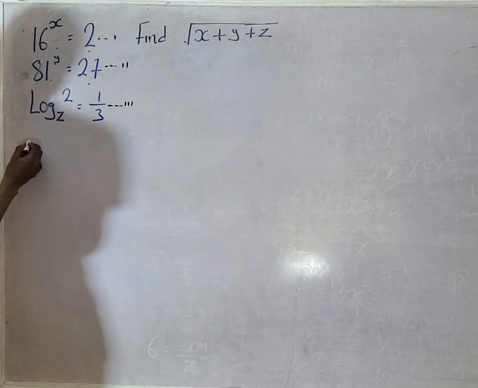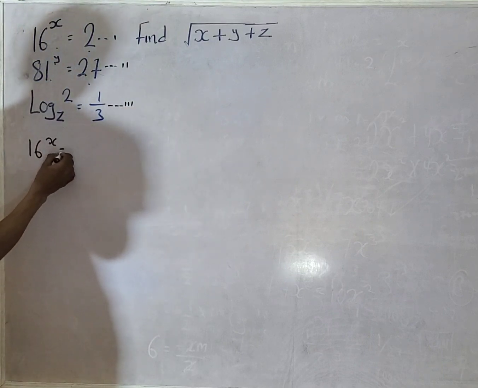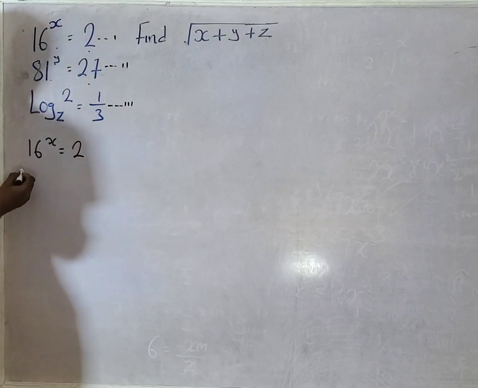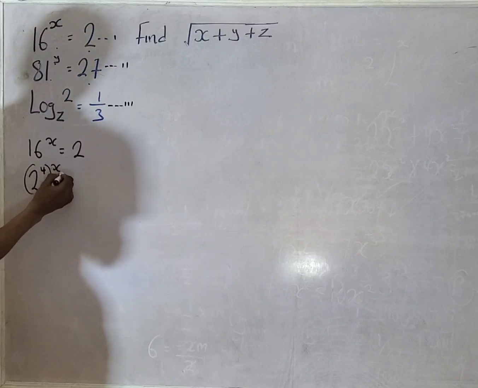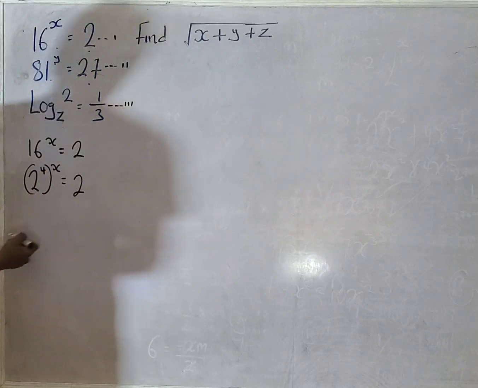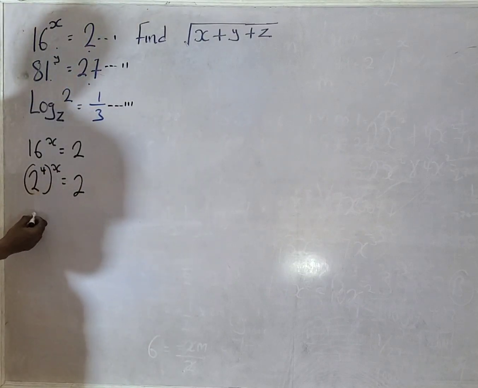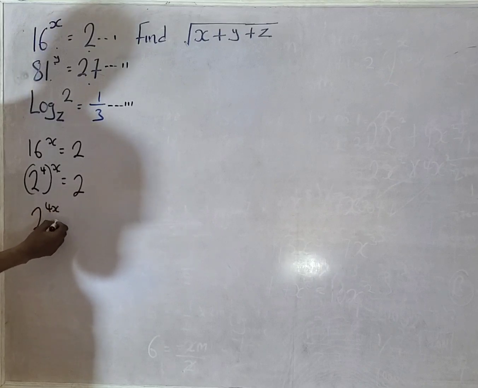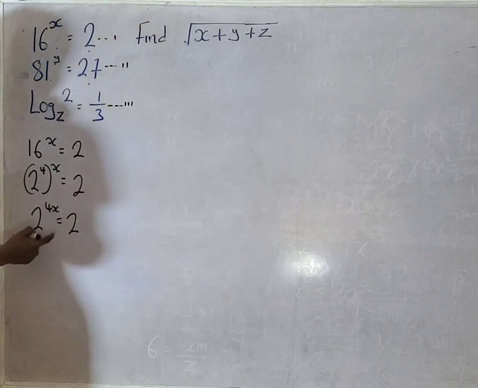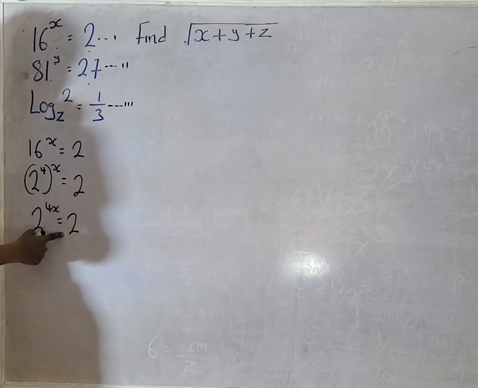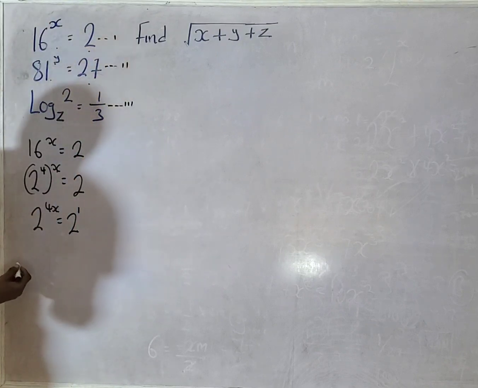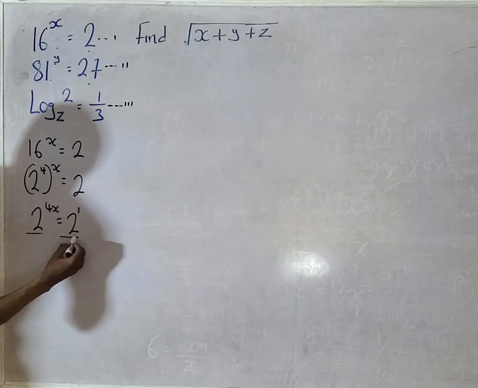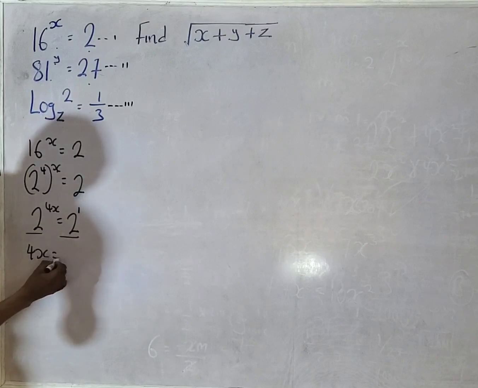We have 16 raised to the power of x equals 2. Now, 16 can be written as what? 2 raised to the power of 4. So I'm going to have 2 raised to the power of 4, raised to the power of x, equals 2, right? Now, 4 will multiply x. I'm going to have 2 raised to the power of 4x equals 2, right? Now, do you know that 2 is the same thing as 2 raised to the power of 1? So I'm going to put the invisible 1 here. Because the bases are the same, I can set 4x equals 1.